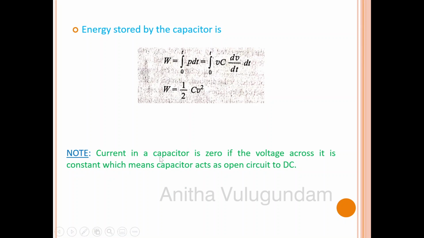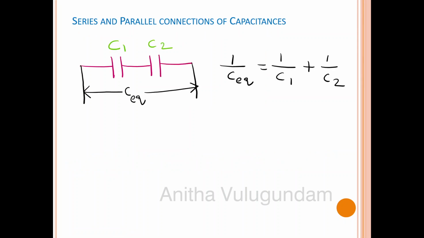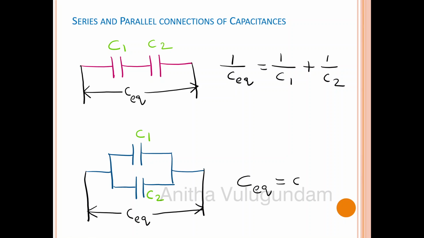Important note related to capacitor is, if the voltage across the capacitor is constant, current in a capacitor will be 0. It says that capacitor acts as open circuit to DC. When capacitors are connected in series, equivalent capacitance is given by 1 by C equivalent equal to 1 by C1 plus 1 by C2. If capacitors are connected in parallel, C equivalent can be written as C1 plus C2.